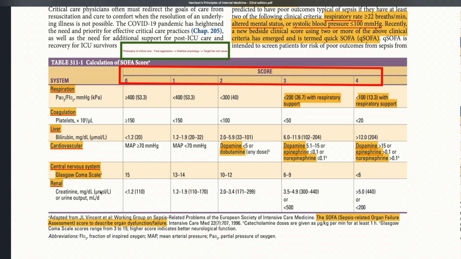And so this SOFA score is used to describe the organ dysfunction or the organ failure. So the higher the score means the worse the prognosis. For example, a patient with a SOFA score of 12 has a much higher mortality risk compared to one with a score of 4.